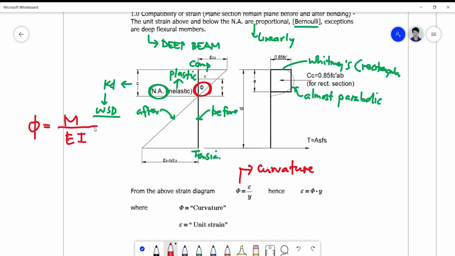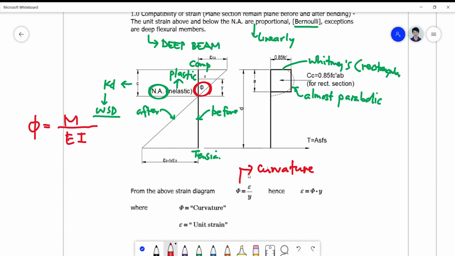Okay, so this is the curvature. This is actually related to the moment diagram, and moment is related to deflections. Okay, so we take note of this definition of curvature.